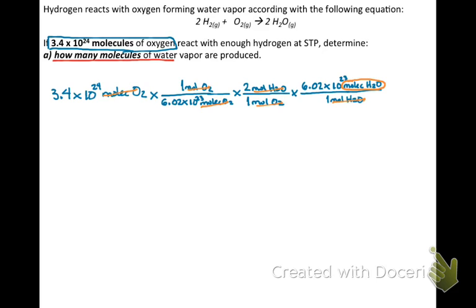If we do all this, it is 3.4 times 10 to the 24 divided by, okay, before we do all these calculations, as we can see, we have 6.02 times 10 to the 23 here, and we have it here, so we can also cancel this. So the answer will be 3.4 times 10 to the 24 times 2.